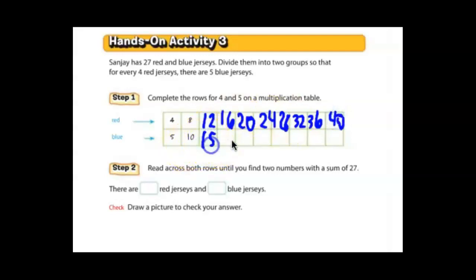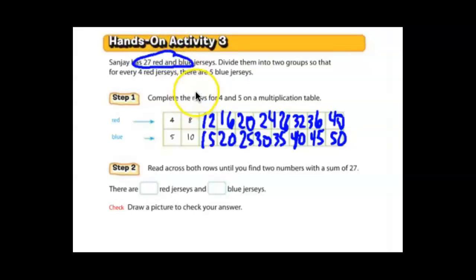Now we're going to skip count across the bottom by 5s. 5, 10, 15, 20, 25, 30, 35, 40, 45, 50. All right, my pen was having some issues, but we got there.